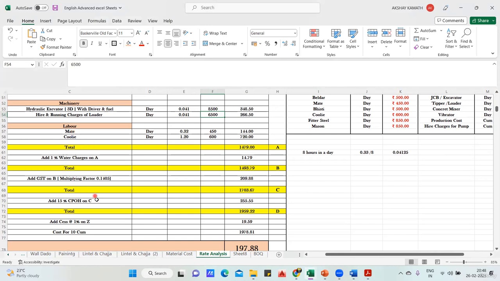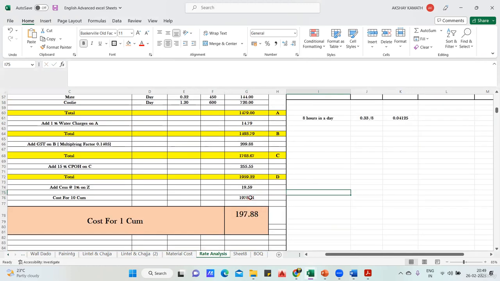Okay, good. So 15% CPOH I've added. That is 1703.67 multiplied by 0.15, which will give me 255 rupees. So the total will be 1703 plus 255, which is 1959.22. Now we'll add 1% cess on this, which comes out to be 19.59. And now the total cost I have got for 10 cubic meter is 1959.22 plus 19.59, which is 1978.81. So this is for 10 cubic meter.